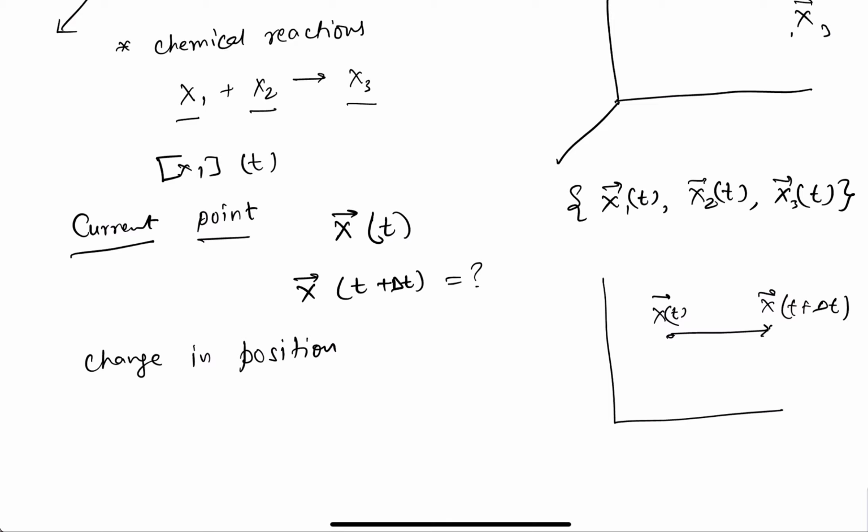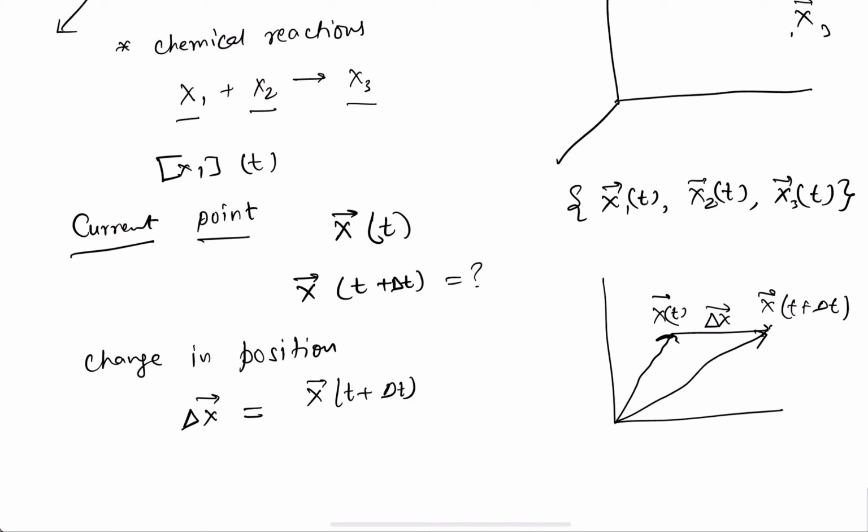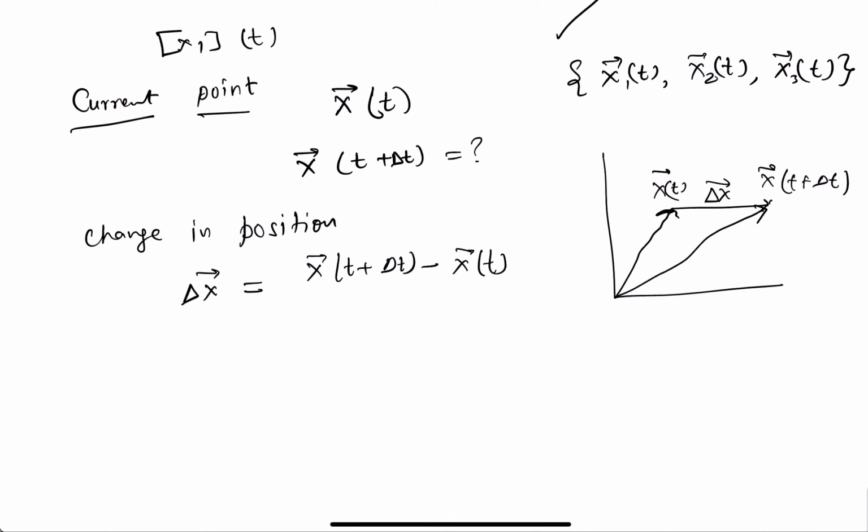The change in position of the particle, of course, is: the initial position was the vector x of t, the final position is this vector x of t plus delta t, and the change in position is this vector that connects x of t to x of t plus delta t. So the change in position, delta x, is equal to x of t plus delta t minus x of t. This is how we define the change in position of the particle.